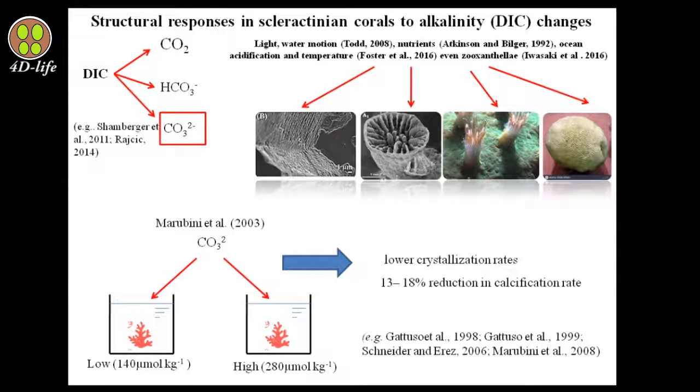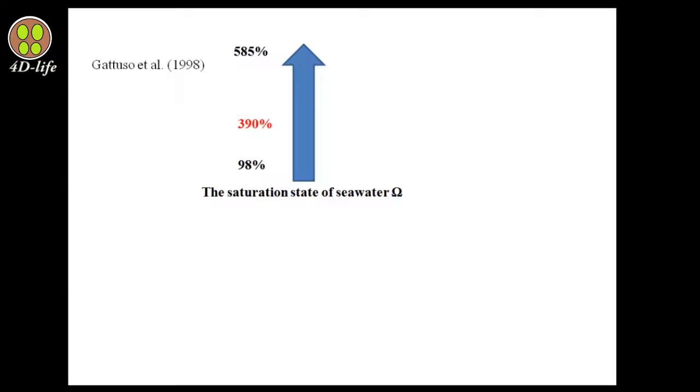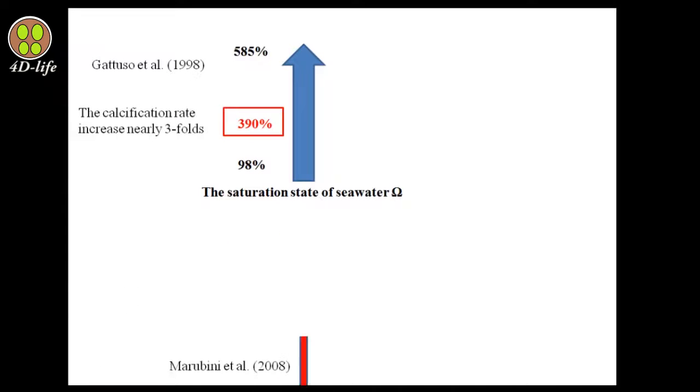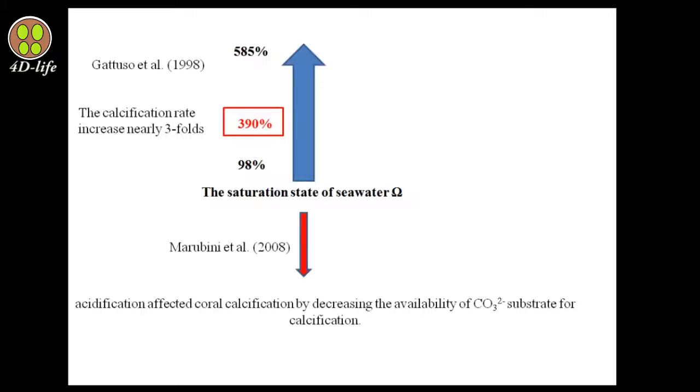Gattuso et al. in 1998 showed that increasing the calcium carbonate saturation rate from 98% to 390% can enhance the calcification rate nearly 3 times. But increasing the calcium carbonate saturation to 585% did not affect coral calcification. Marubini et al. in 2008 showed that acidification affects coral calcification by decreasing the availability of carbonate for calcification.